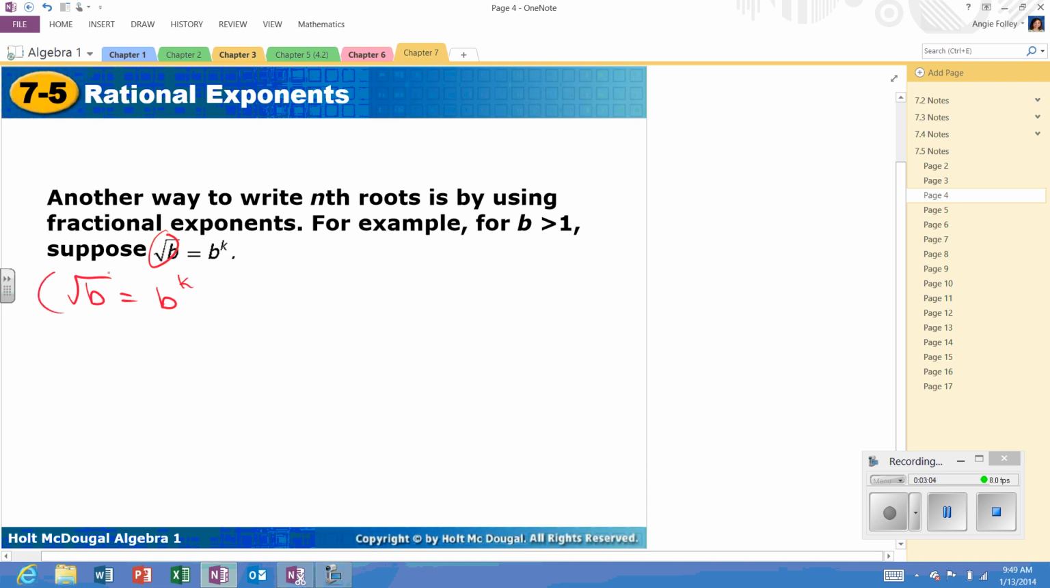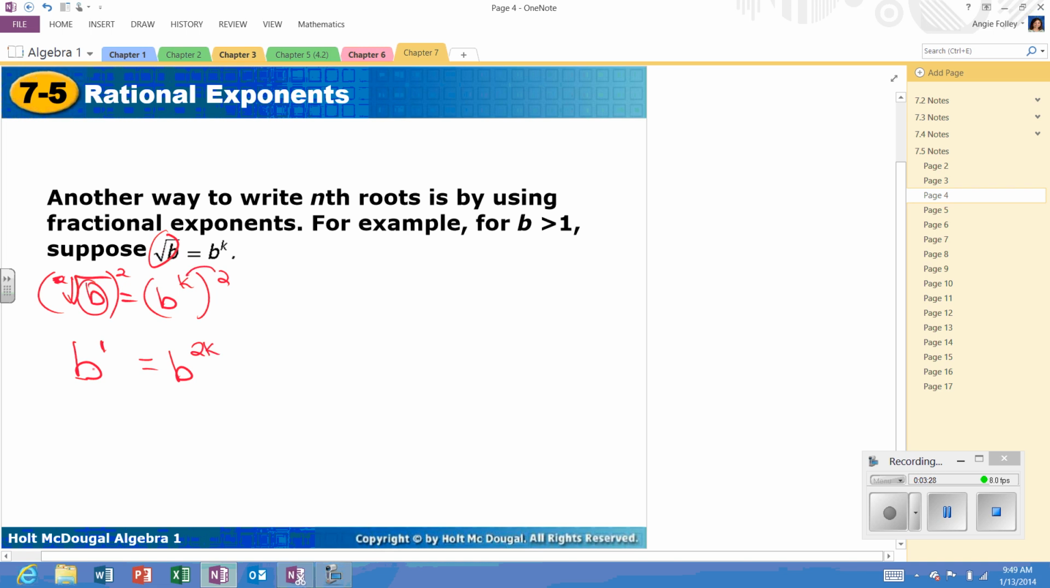If I square both sides here, when I square a radical sign, all that does is it takes whatever is underneath, as long as what's out here is the square root. We don't write a 2, but this is. So if I square this, I will get b underneath, which is b to the first, and I will get b to the 2k, because this multiplies by that.